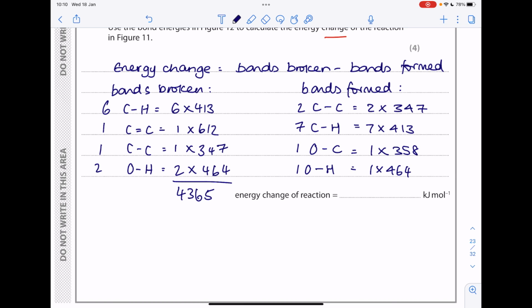Add these up as well. That's 4,407, and then finally 4365 minus 4407. Let's get minus 42 as our final answer.